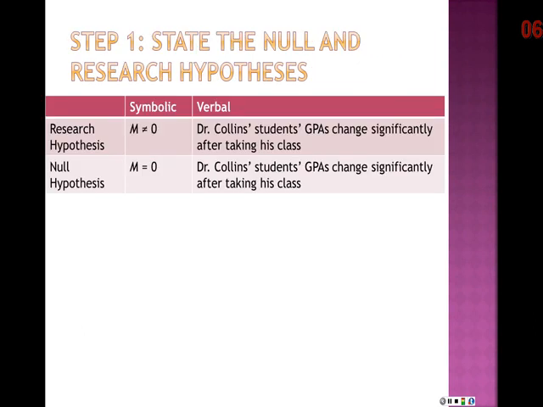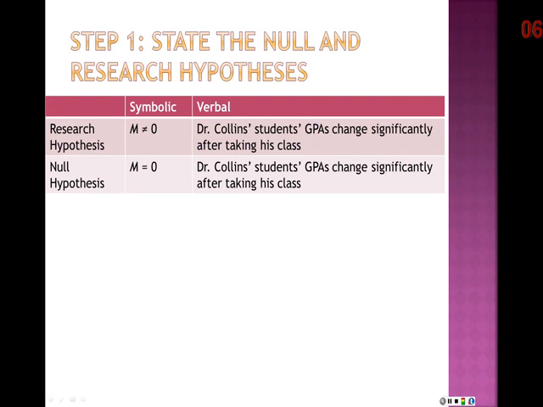And so let's state the null and research hypotheses here. So symbolically, our research hypothesis is that the mean difference will not be equal to 0, meaning the difference between the two means is not equal to 0. The null hypothesis, symbolically, is saying that the mean difference will equal 0, meaning there is no difference between the two samples, the two paired samples.